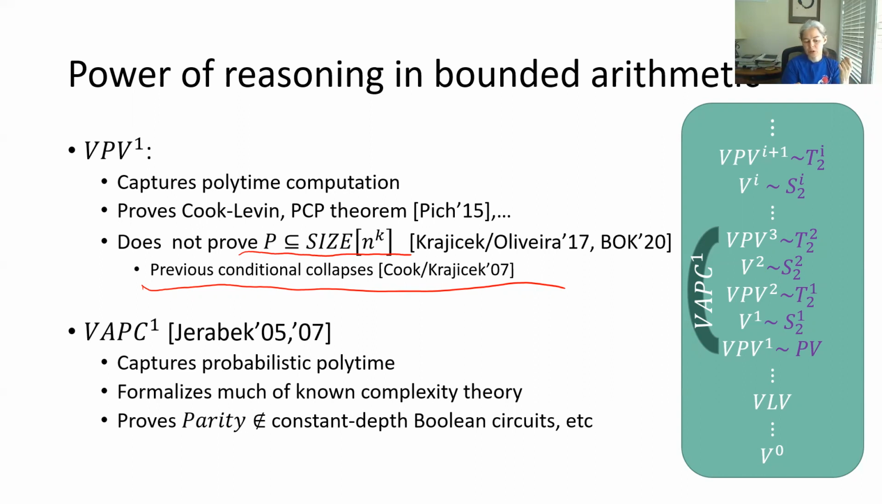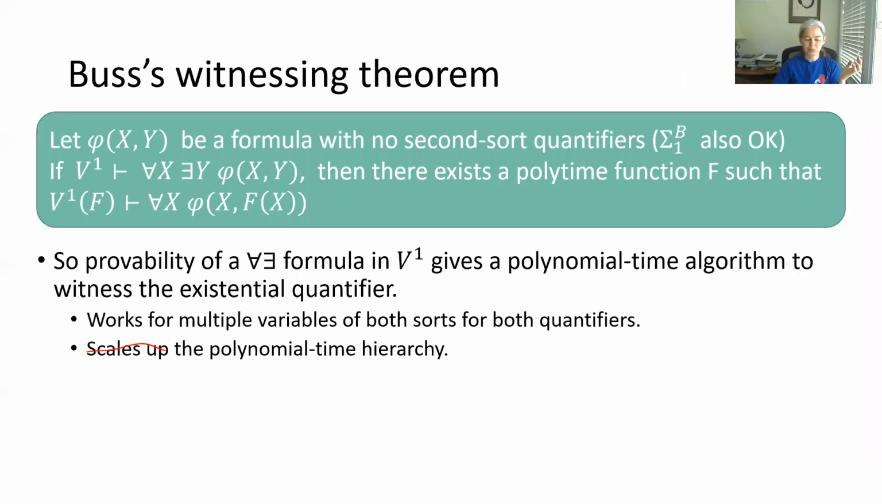And things that we don't know how to formalize in PV, a lot of them are formalizable in APC1. It captures probabilistic polynomial time. You could prove all sorts of things. You could have existence of hard functions. You could have pseudorandom generators, de-randomization. Basically, much of the complexity theory, as we know it, can be done with this kind of reasoning. So, what can those things prove and not prove?